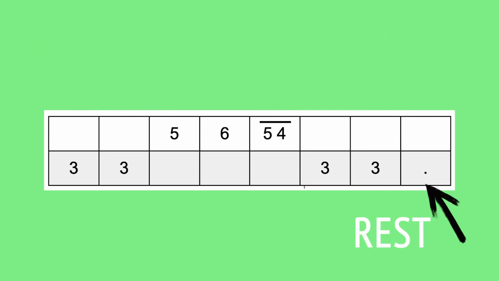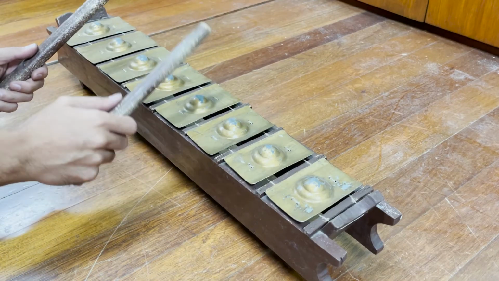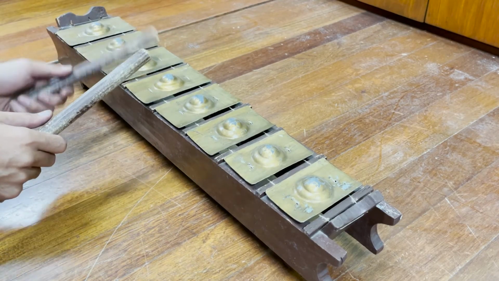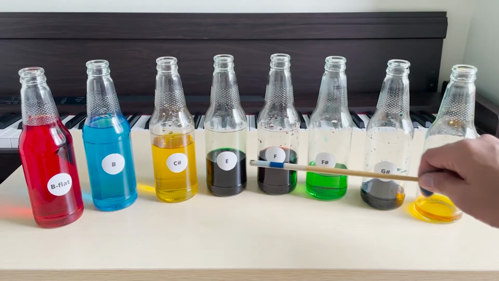Then we recite the rhythmic pattern. Ta, ta, ta, ta, di, di, ta, ta, rest. You may repeat that several times until the pattern is learned. Once the rhythmic pattern is learned, play the numbers using your instrument. You may use the bottle kulintang that we created previously.